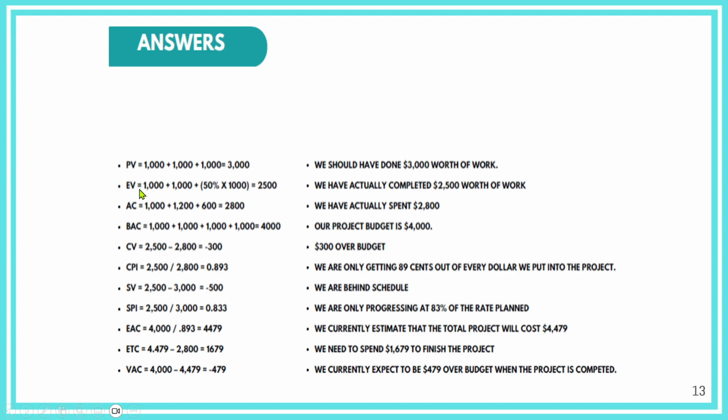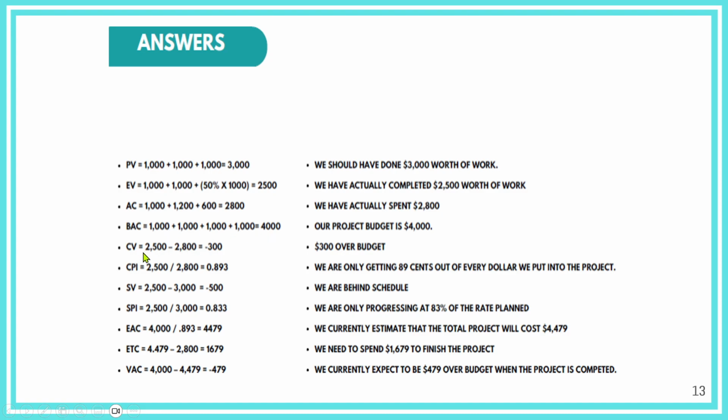The earned value: we have completed side 1, side 2, but half of side 3, so actually it's 2,500. The actual cost: side 1 cost 1,000, side 2 1,200, and side 3 600, so that's 2,800. The budget, the original budget of the project, was 4 sides, 1,000 per side, so it's 4,000.